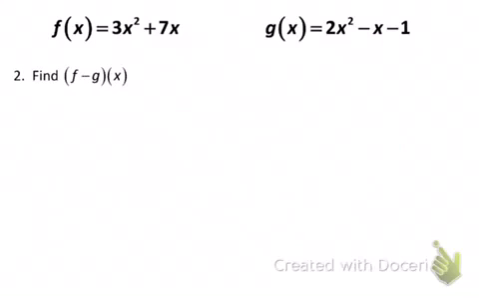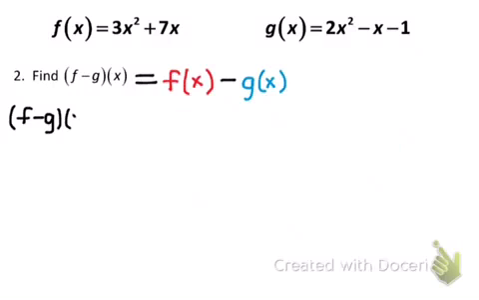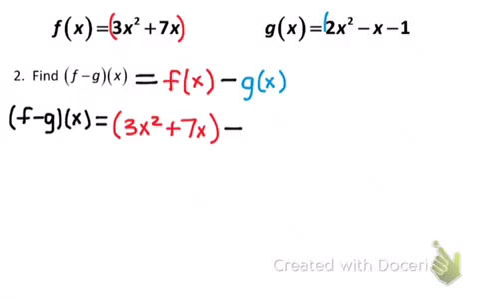In this next example, we are now going to subtract our two functions. So (f - g)(x). (f - g)(x) is the same thing as taking our given function f(x) and subtracting the other given function g(x). So let's start subtracting our functions. (f - g)(x) is equal to, we take our f(x) function, 3x² + 7x, and we're subtracting the entire g(x) function, (2x² - x - 1).